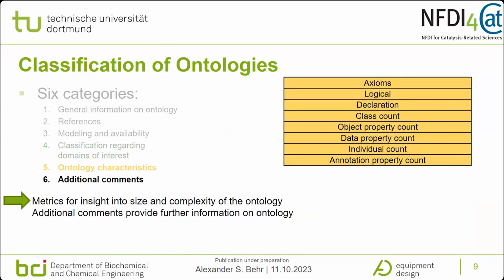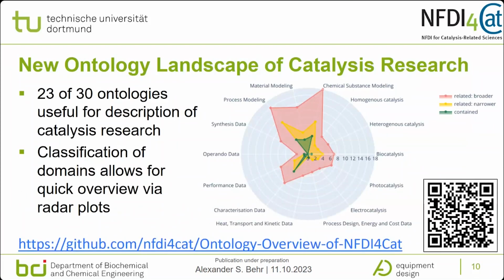Last but not least, we also added, just for numbers, the numbers of axioms, logical axioms, declarations, class count, and so on. Basically the basic metrics you find in any ontology metadata file. And for sure, we left ourselves room for comments, just to list them there for future reference, for example, and to put down some notes on whether or not the ontology is well-formed.